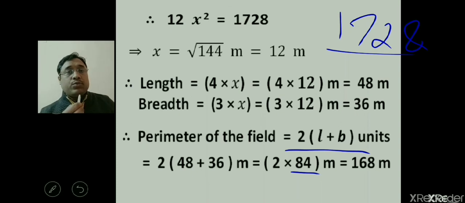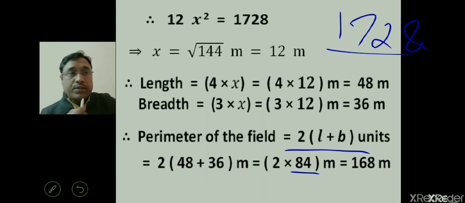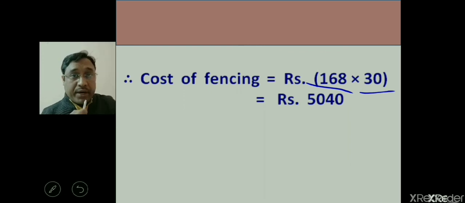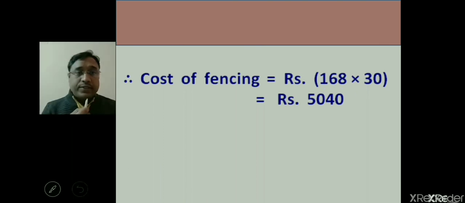Now the perimeter, you know, means the boundary of the rectangular park. The length of the boundary of the rectangular park is 168 meter. That is only the perimeter. Then find the cost of fencing easily. The cost of fencing is the length of the boundary multiplied by the per meter cost. The per meter cost was rupees 30 in the question. So 1 meter cost of fencing is 30 rupees. Therefore 168 into 30 means 5040 rupees is the total cost of fencing here.